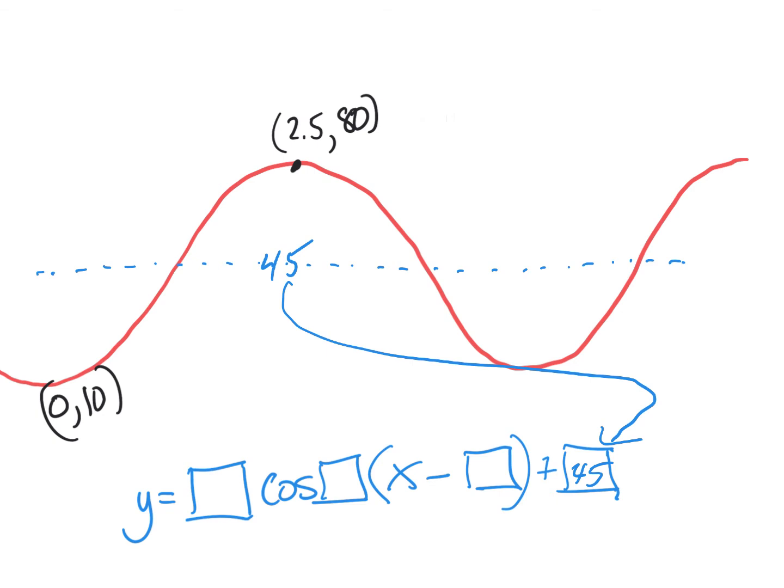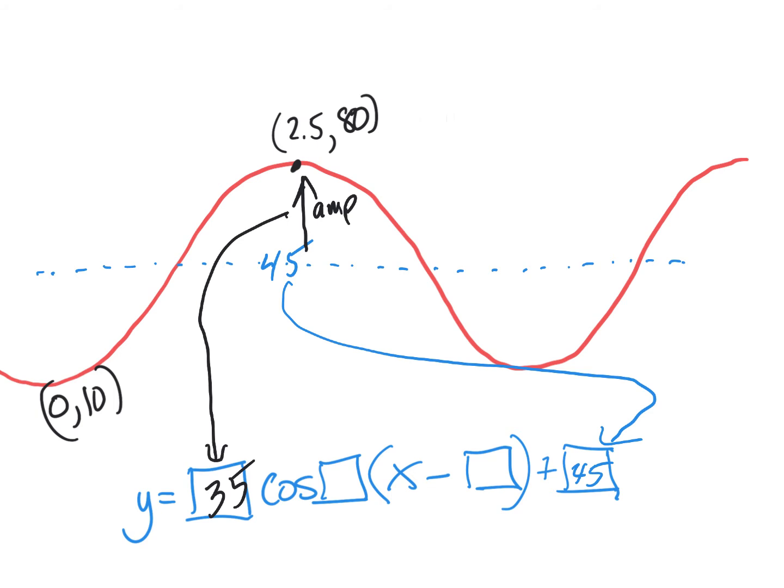Okay. Now, pretty quickly, I can do this. Is the amplitude. The amplitude goes from the middle line up. It starts at 45, it ends at 80. And, oh wait, that's just the radius again. What is it? 35. So 35 is the amplitude. Does that make sense to you? That's this number.